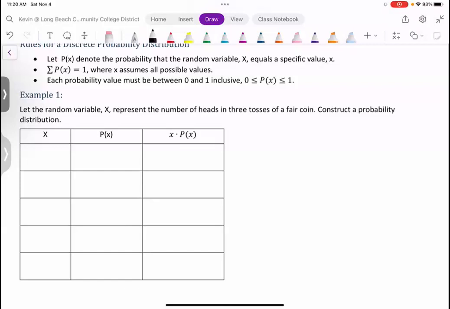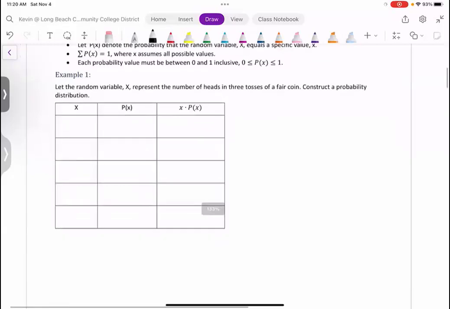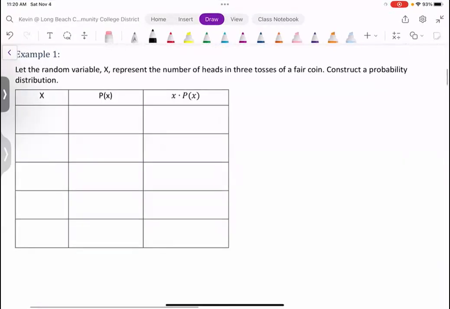So let's demonstrate this with an example. Let a random variable X represent the number of heads in 3 tosses of a fair coin, and we're going to construct a probability distribution. There are several possibilities. When I toss a coin 3 times, I might get 0 heads, or 1 head, or 2 heads, or all 3 come up heads. This is our only set here.